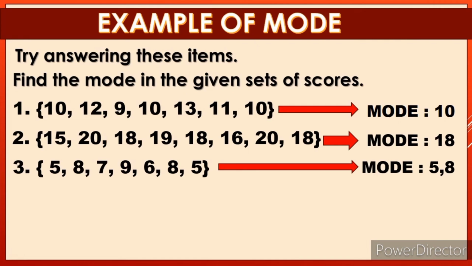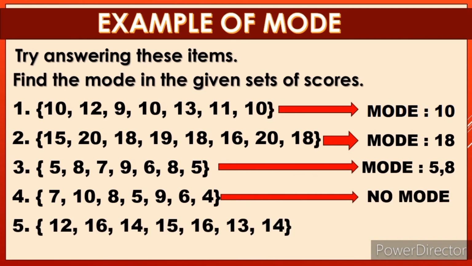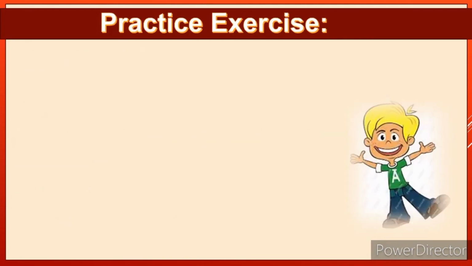Next, number 4: 7, 10, 8, 5, 9, 6, 4. And our mode here is no mode. Next, number 5: 12, 16, 4, 15, 16, 13, 14. The mode here is 14 and 16. So that is how to find the mean, the median and the mode of ungrouped data.